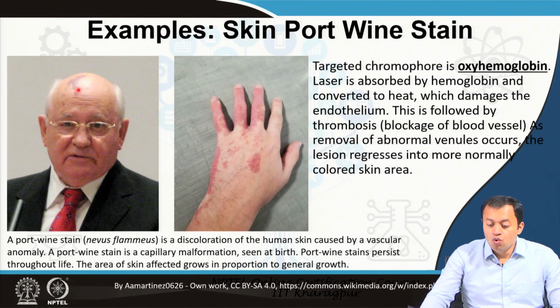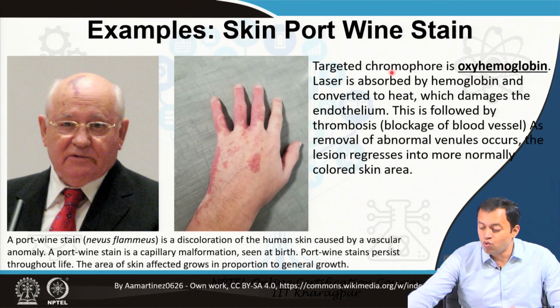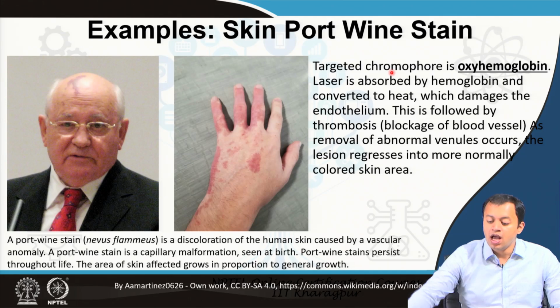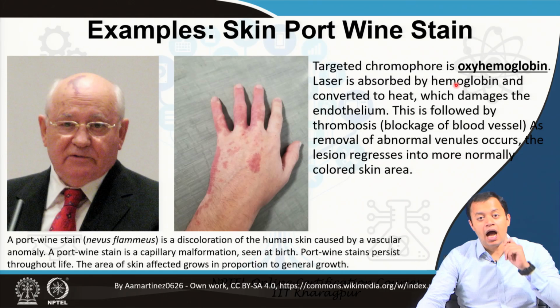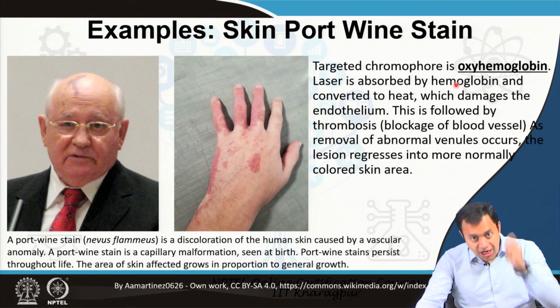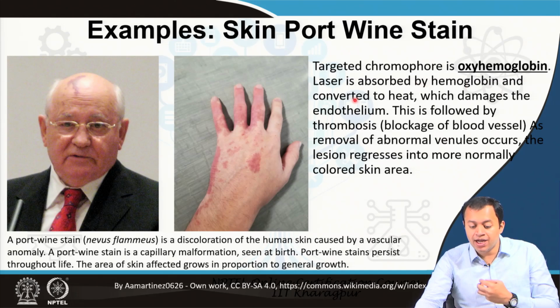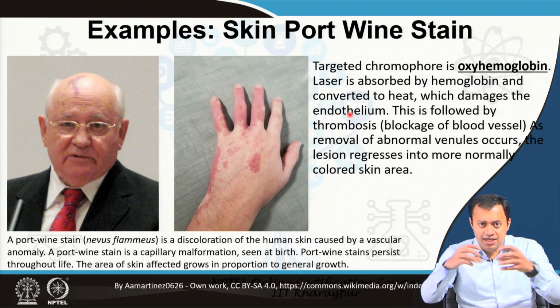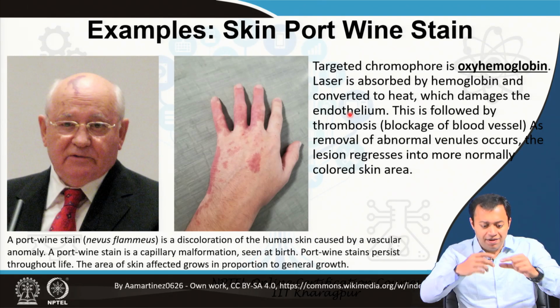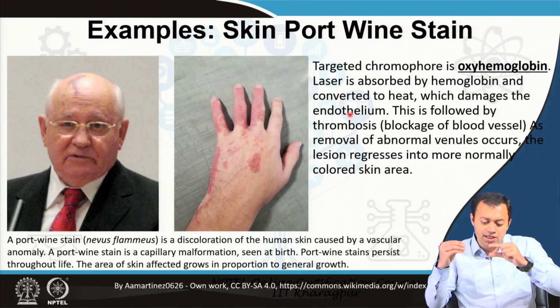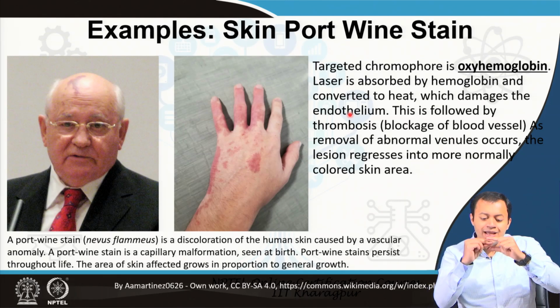So, what do we do? We target the hemoglobin. Oxyhemoglobin is our chromophore. This is the one which we are trying to destroy. Basically, this is the chromophore, oxyhemoglobin, that our laser light should target, should heat as well. The laser is absorbed by the hemoglobin and converted to heat, which damages the endothelium. This is the cell that covers the blood vessels. So you have capillaries. Their inner side is endothelium, and blood is coming through it. So you are targeting the hemoglobin in it.